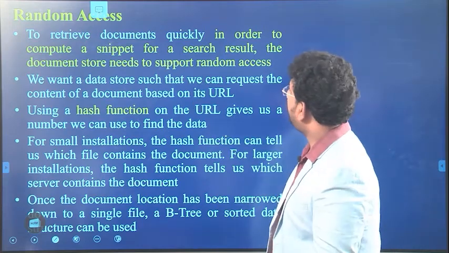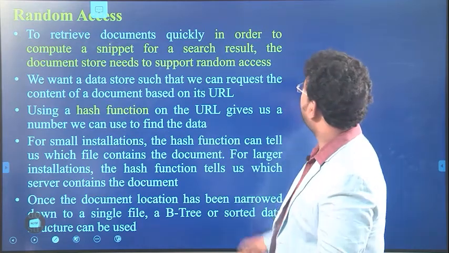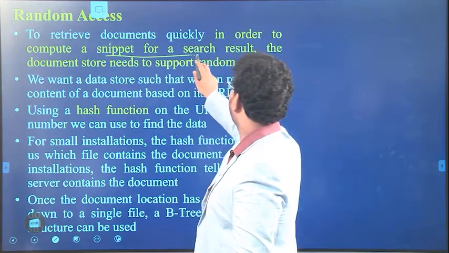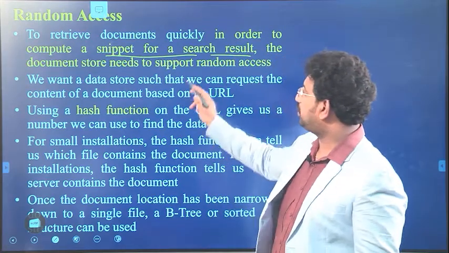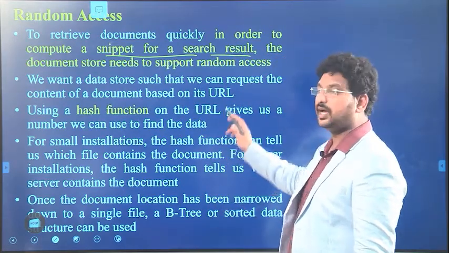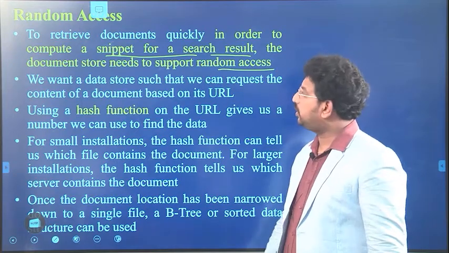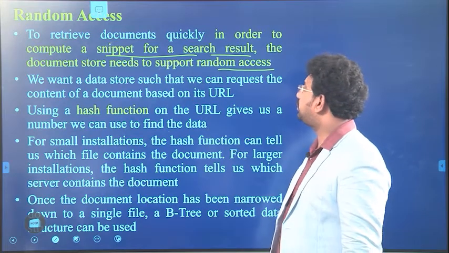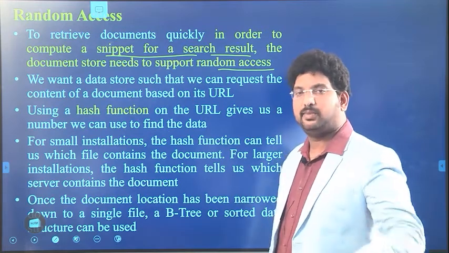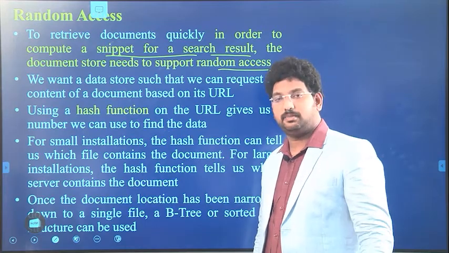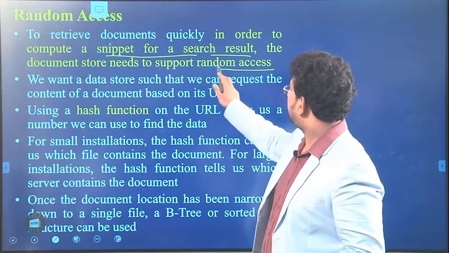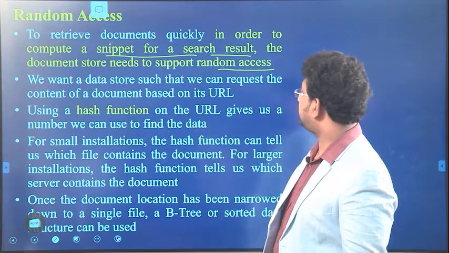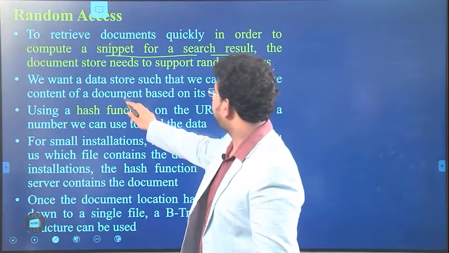If you want to retrieve documents quickly, in order to compute a snippet for the search result, the document store needs to support random access. As I already explained about the snippet and its generation, that must require what? Random access.